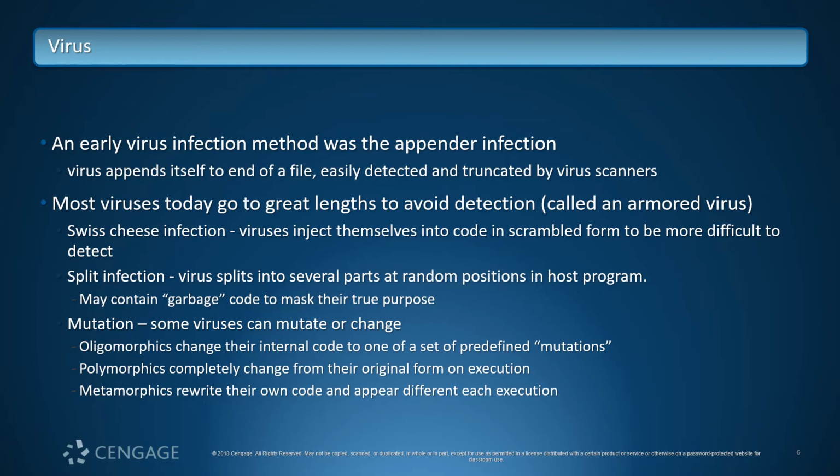Polymorphics completely change from their original form on execution. So this is where it'll unpack and compile, usually through use of what's called a bootstrapping sequence. Metamorphics will rewrite their own code and appear different every time they're executed, but they do have a source that, if you get to the original file, can be identified. So each of these are trying to shield by means of change. That is what mutate means. It means to change.